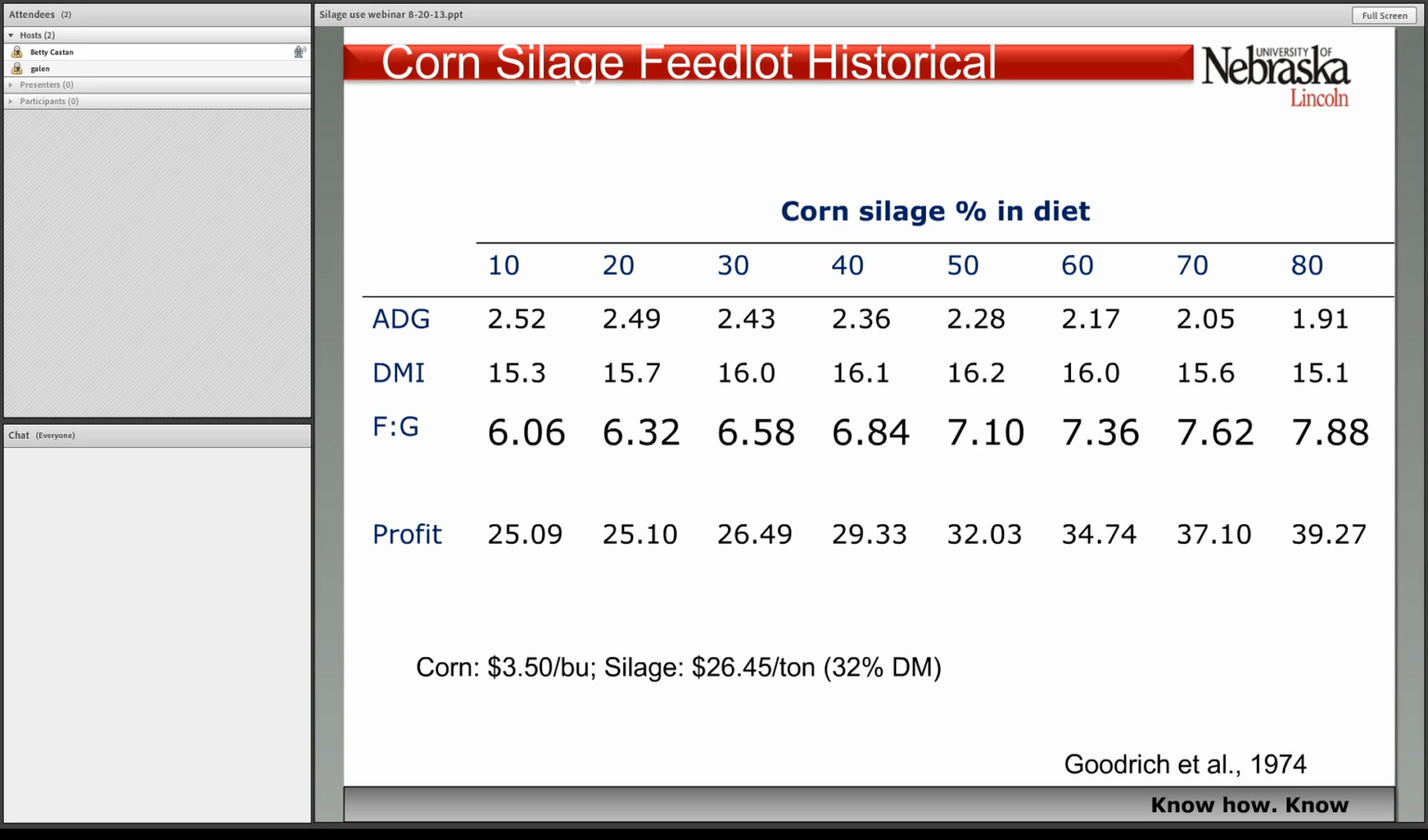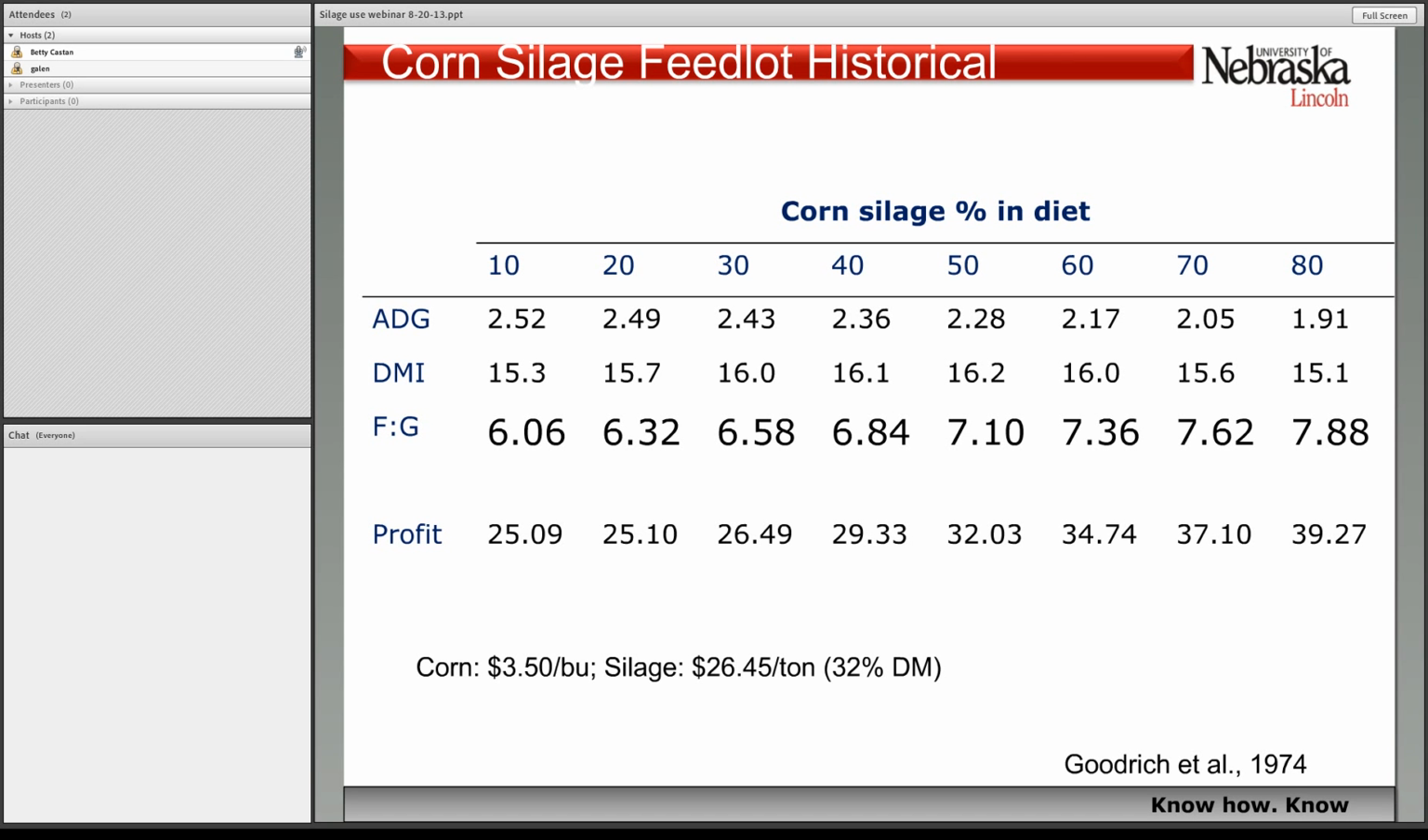Okay, now I want to shift to feedlot cattle then, and this is some historical work from back in the 70s, and just for perspective, grain prices were quite high in that period of time, and so there was a lot of interest on, well, can we feed more silage, because that's what was traditionally done, and especially if grain's expensive. So I want to point this out.